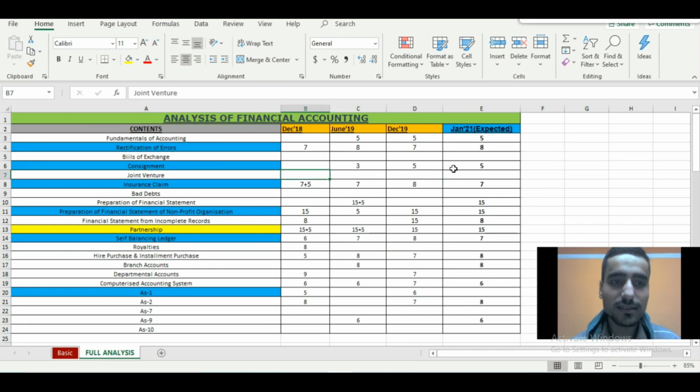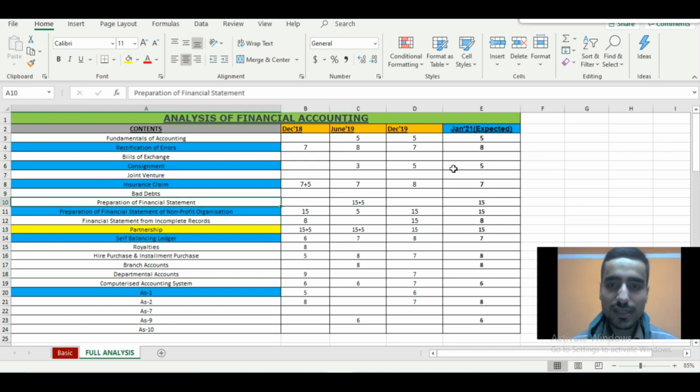Joint venture is very easy. That's why I think the institute doesn't ask it in the examination. Coming to insurance claim, it is a very, very important topic. It definitely comes for 7 to 12 marks. It varies from 7 to 12 marks, but 7 to 8 marks is confirmed from insurance claim. Now coming to bad debts, no questions from bad debts.